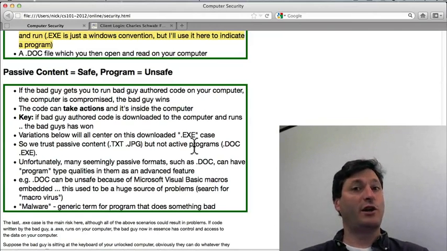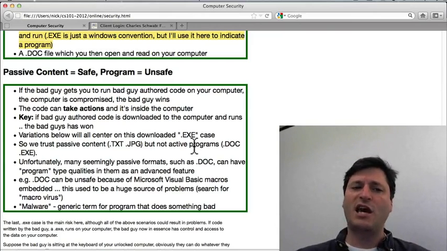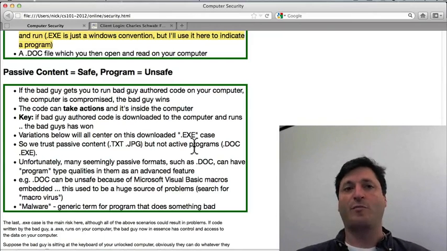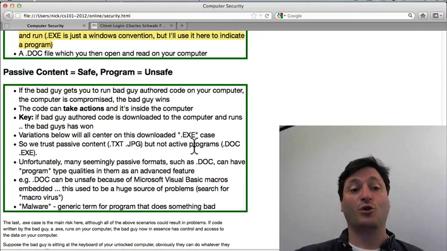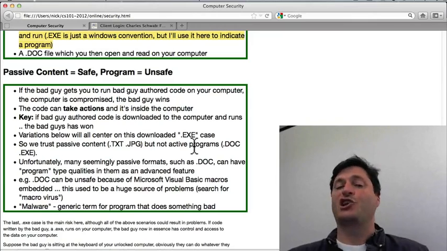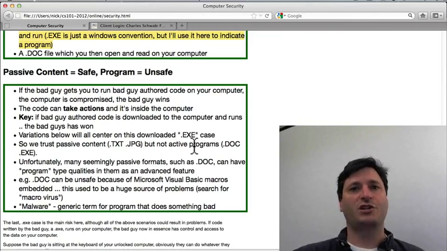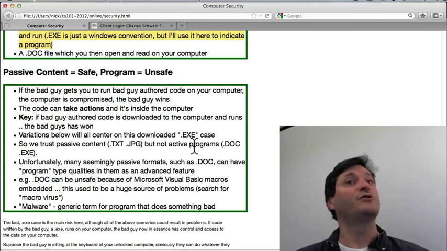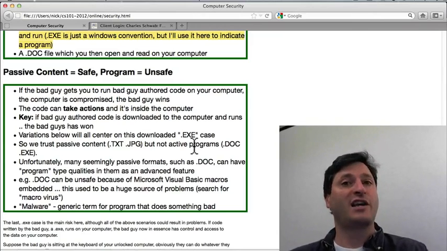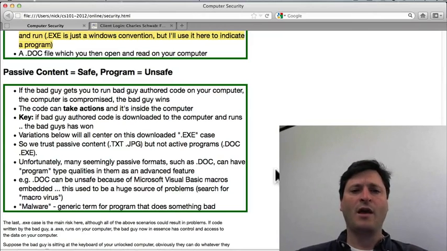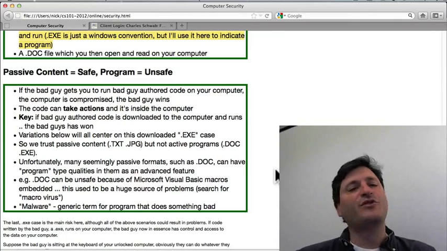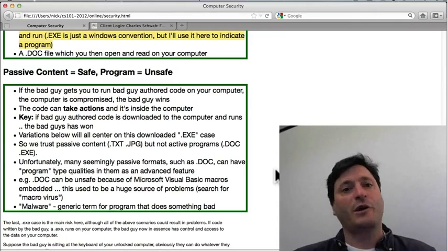And so later on, I'll talk about different things the bad guy might do, but they're all sort of getting back to this. The bad guy is trying to get their bad program onto your computer and get you to run it. Or put another way, this is the key distinction between passive things like text or a JPEG versus the active program content. That's the scary one. So obviously something with the name .exe on Windows, you're like, oh, well that's obviously a program.